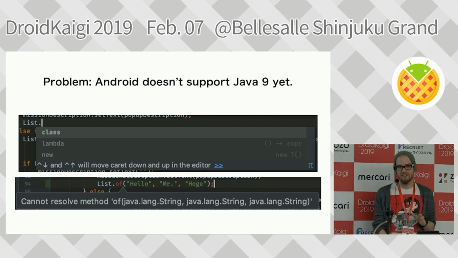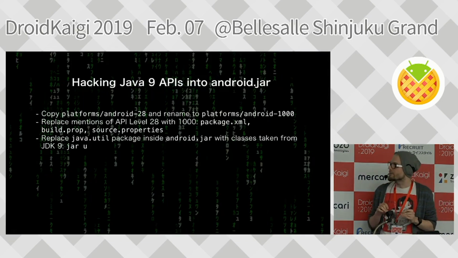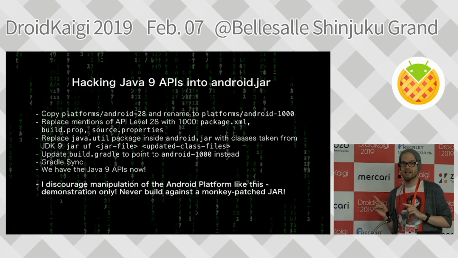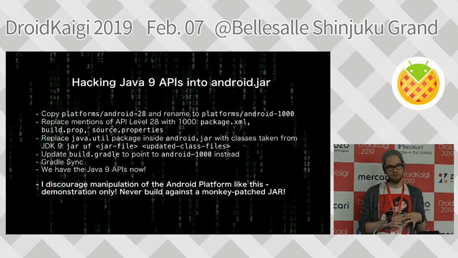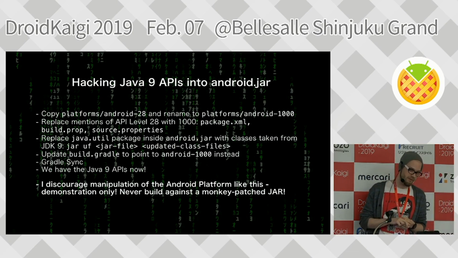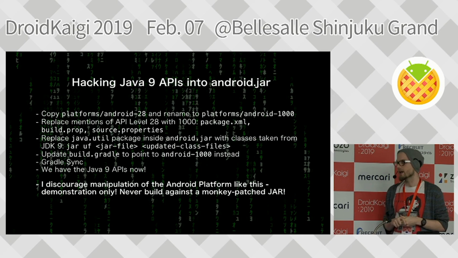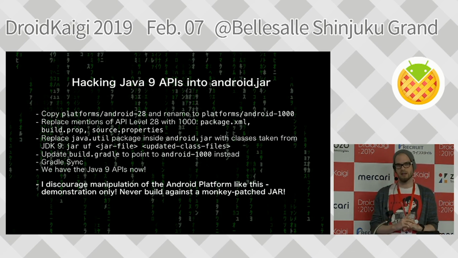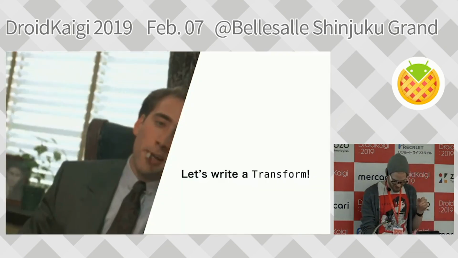So here's the part where I said non-official before, and there's a reason that this slide has a black background. I won't go into detail here, but that's what I did to hack Java 9 into my android.jar, so I could write this in my Android Studio. I don't recommend building your stuff against this. Please don't do it, but I did it because it was fun. If you want to have a look at what this is, check out the slides online if you want to actually do this, but never build against a monkey patch jar is all I'm saying. All right, let's write a transform.